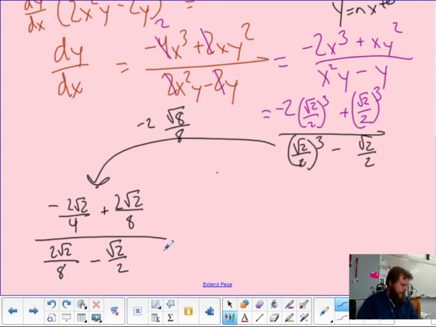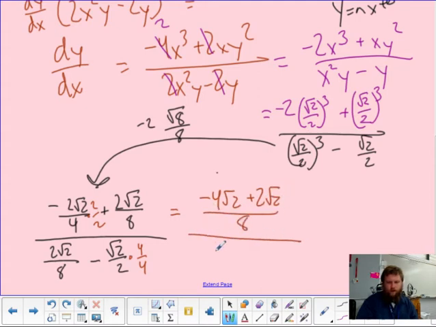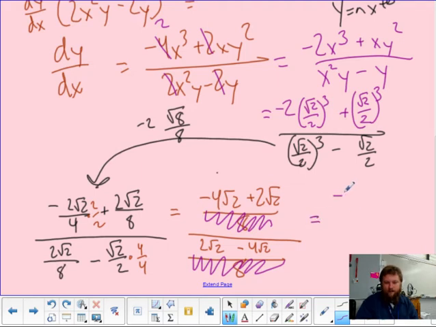Doing some work from there, I should have left this and used a common denominator, so multiply this by 4 over 4, this one by 2 over 2. I should not have reduced. So negative 4 square roots of 2 plus 2 square roots of 2 over 8, all over 2 square roots of 2 minus 4 square roots of 2 over 8. The neat part is the over 8 parts will just cancel each other out, since both the top and the bottom are over 8. So I'm left with negative 2 square root of 2 over negative 2 square root of 2.